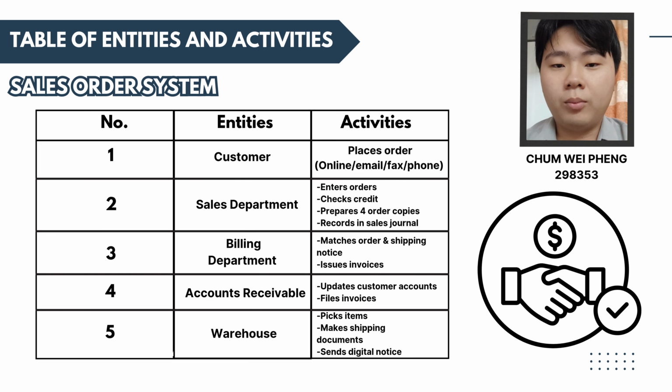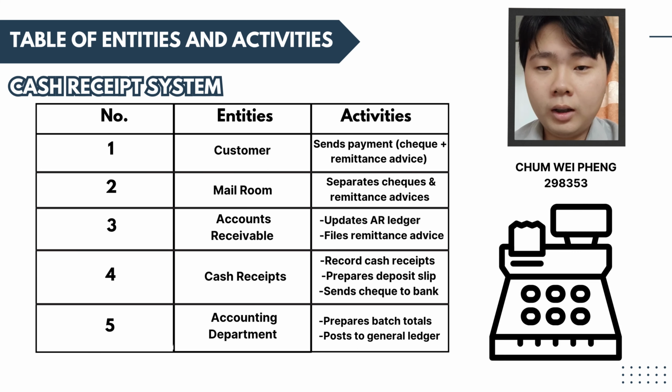The billing department reconciles orders, then issues invoices to the customers. Finally, accounts receivable updates customer ledgers. This completes the order-to-invoice flow. Next will be the entities and activities for the cash receipt system.